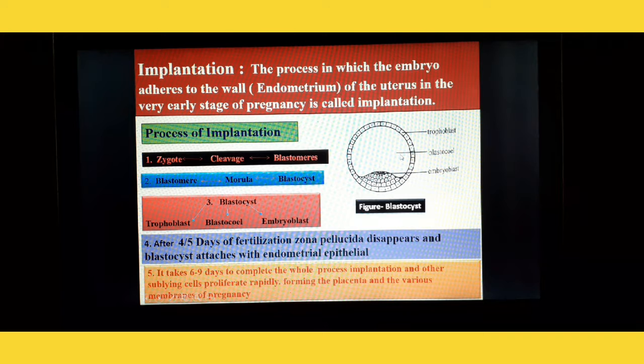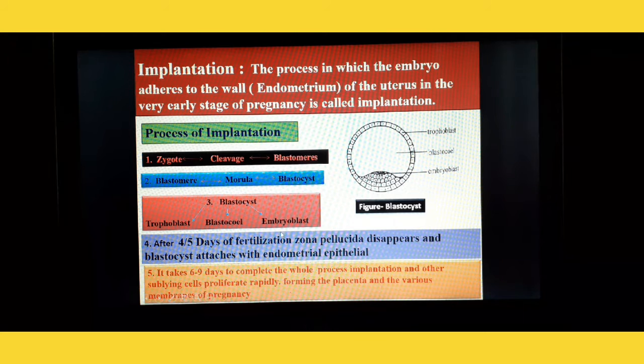Blastocoele. Blastocoele is a cavity of the blastocyst. Dear students, I repeat this. Blastocoele is a cavity which is located in the inner side of the blastocyst. And trophoblast. Trophoblast is the thin outer layer of the blastocyst.